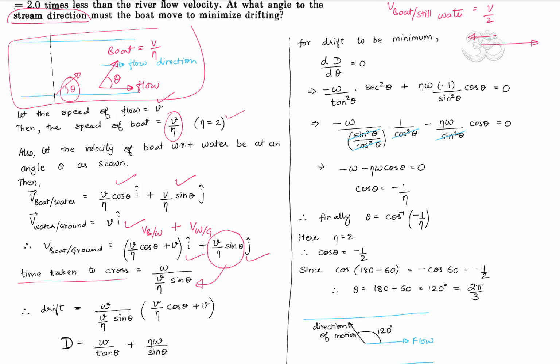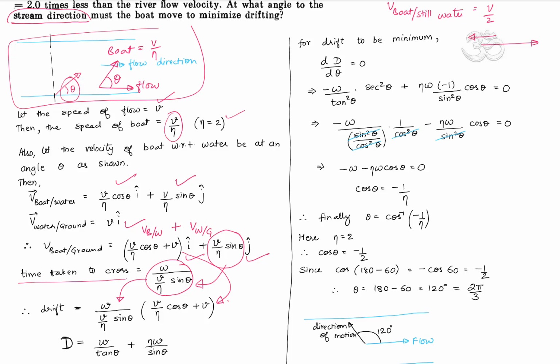And in that time, the boat would have moved a certain amount of distance downstream. So that would be the drift. So the drift will be this time, that is here, multiplied by the velocity with which the boat moves downstream. So that is this. So this is the total expression for drift after we open up the bracket and separate the two terms. For the drift to be minimum, d drift by d theta should be 0.